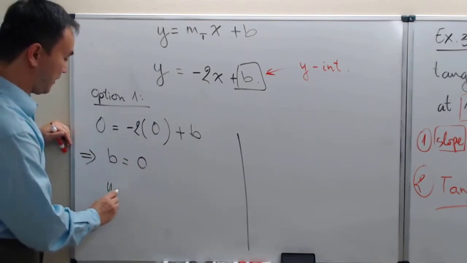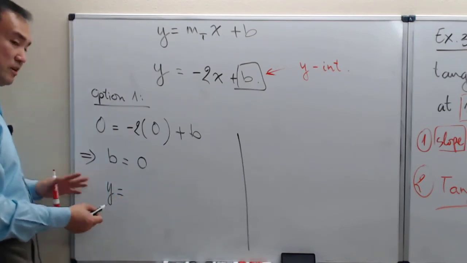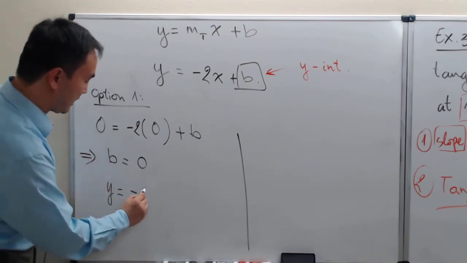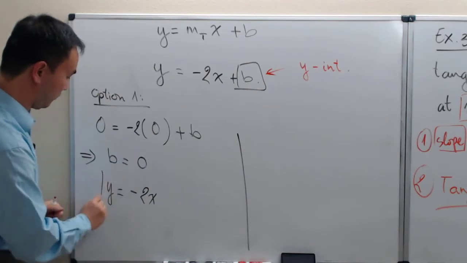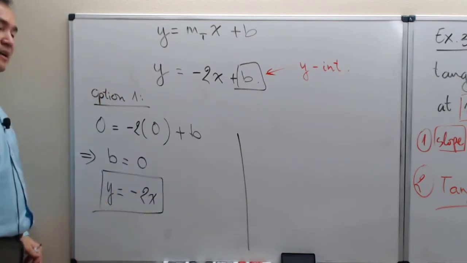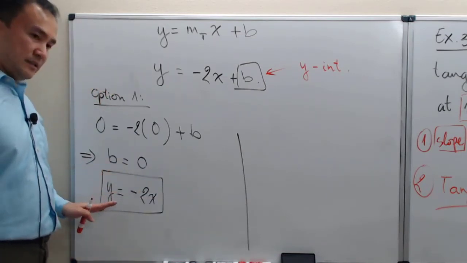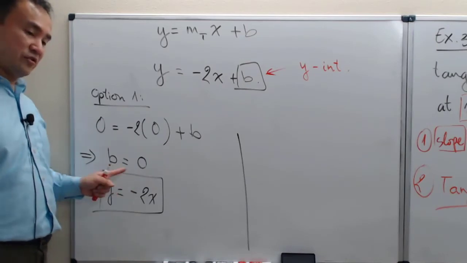So our final equation of the tangent line, we have already found it, negative 2x plus 0, or for short, just minus 2x. This is our equation of the tangent line.